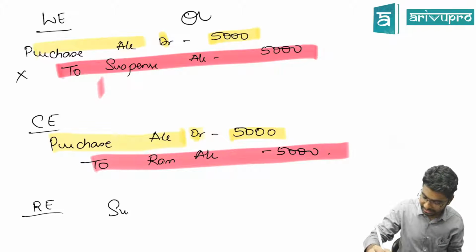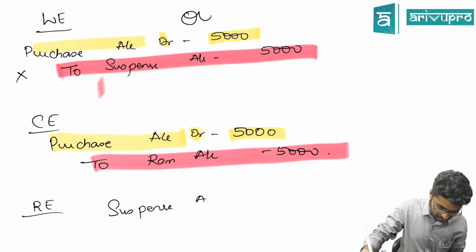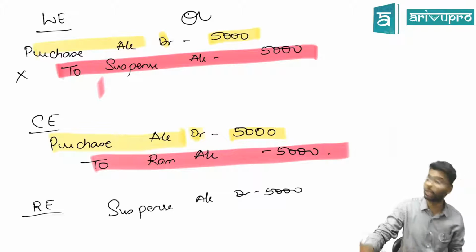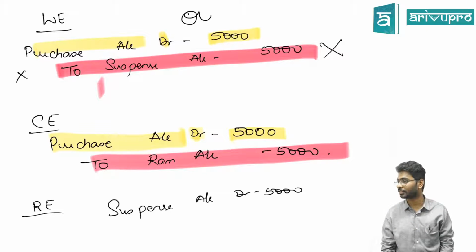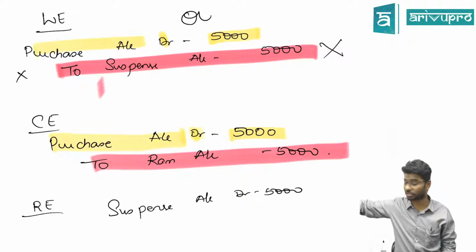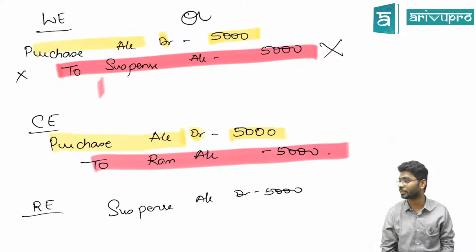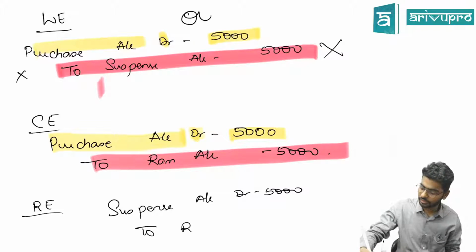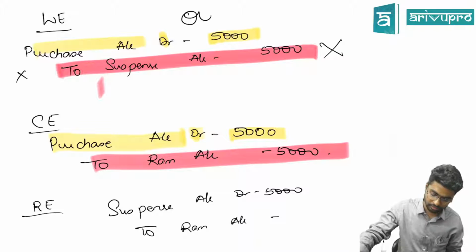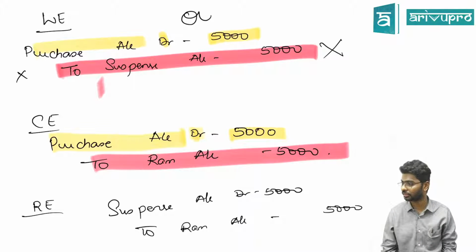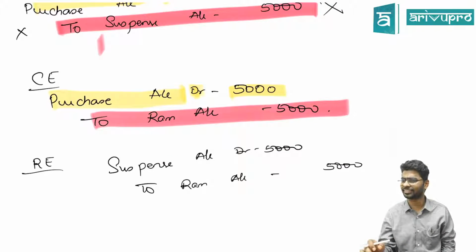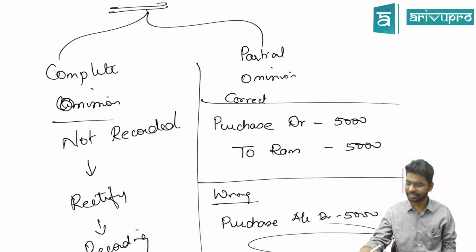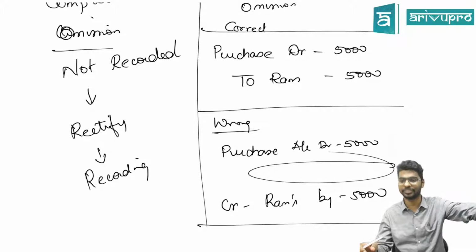So your rectification entry will be suspense account debit 5,000. The moment you wrote suspense account 5,000, that means this entry got deleted from my books. Suspense account got eliminated from the books. But who should have been credited instead of suspense? Ram. So you'll write it as to Ram account 5,000. Are you clear? Now if you practically understand, who's getting credited? Ram account is getting credited.